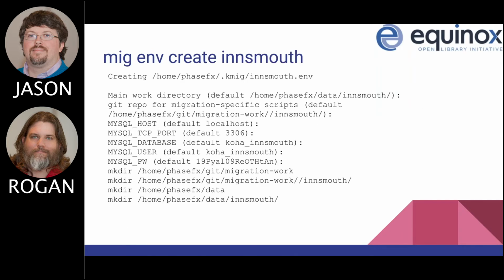So first we're going to talk about creating the environment a little bit. This is for our migration of Innsmouth Public Library. When we create the environment, it's going to, under our home folder in a little hidden folder called .kmig, create an env file. And in that env file will be the information to create this information that you'll see in the environment. And a lot of it's going to be pretty obvious kind of stuff.